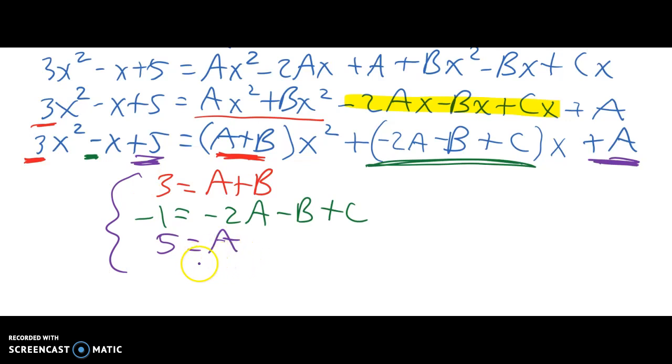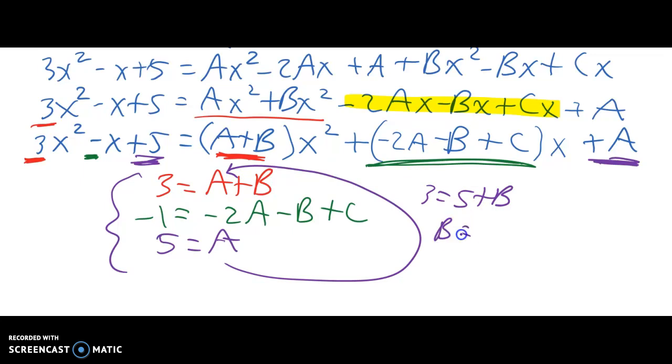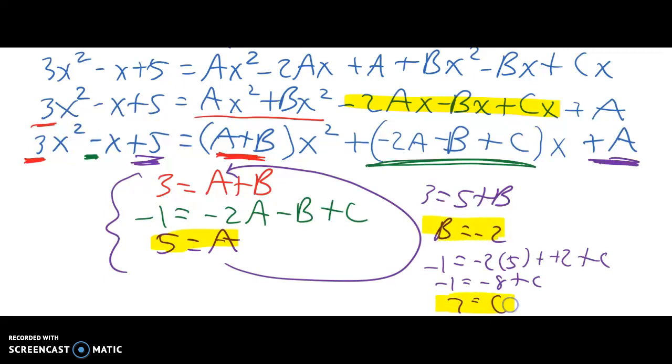If 5 equals a, can't I just go ahead and substitute in right here to figure out b? Well, sure. So b must be negative 2. And then let's go ahead and substitute both of those into the middle green equation and see what c is equal to. So I'd have negative 1 equals negative 2 times 5 minus negative 2 plus c. So it looks like in the end here we get negative 10 plus 2, so negative 8 plus c. We add the 8 over, so c equals 7. So it's like, okay, great. Again, we've got a is 5, b is negative 2, c is 7.